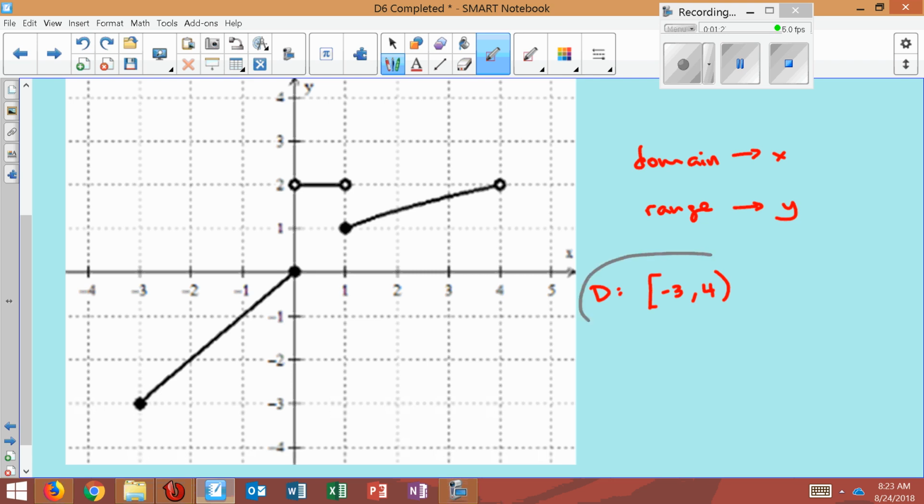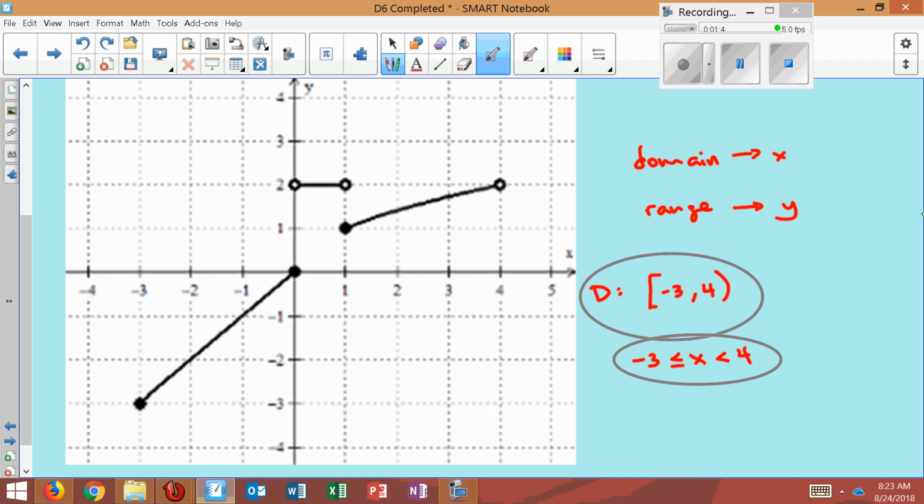Now, you don't have to write it in interval notation. You could write a set builder. A set builder would look like this: -3 is less than or equal to x, which is less than 4. This would also be the answer in set builder.